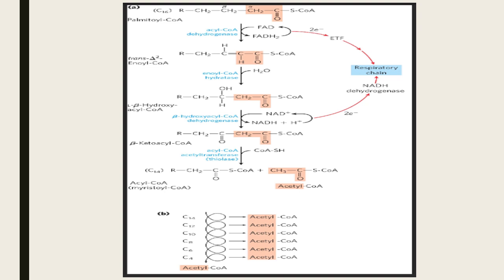Previously, we already saw the four steps in your beta oxidation. At the last step, we cleaved and produced one acetyl coenzyme A and an acyl coenzyme A. Note that your acyl coenzyme A is still made up of several carbon atoms. The acetyl coenzyme A that is cleaved is made up of two carbon atoms.